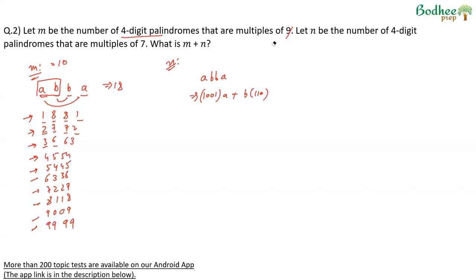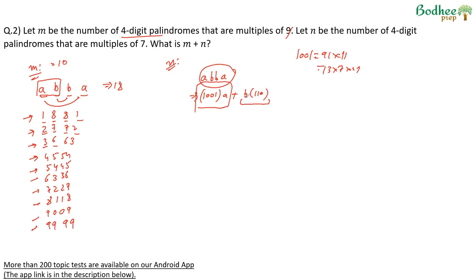Now, if we have to divide this by 7, 1001 is 91 into 11, which is nothing but 13 into 7 into 11. So this part is already a multiple of 7. No matter what value we put for A, this will be a multiple of 7. We have to make sure that the number is divisible by 7, so this other part should be divisible by 7.